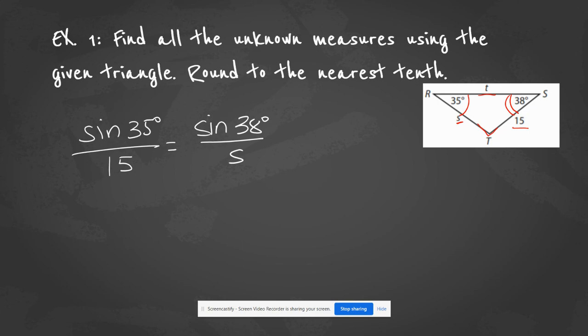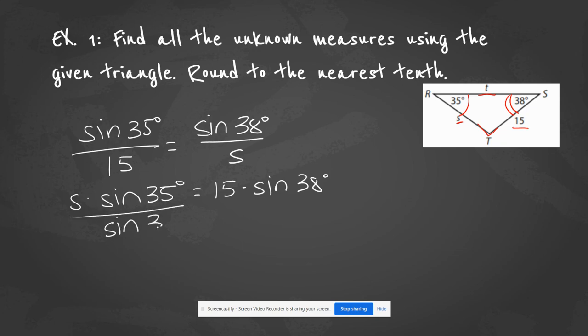Now, because these are set up similar to proportions, we can always solve these by cross multiplying. So here's what I have. When I cross multiply, I have s times sine of 35 degrees equals 15 times sine of 38 degrees. And I want to get my s all by itself, so I'm going to divide both sides by sine of 35 degrees. And basically your math on these is going to be the same almost each and every time, okay? So that's going to go away.